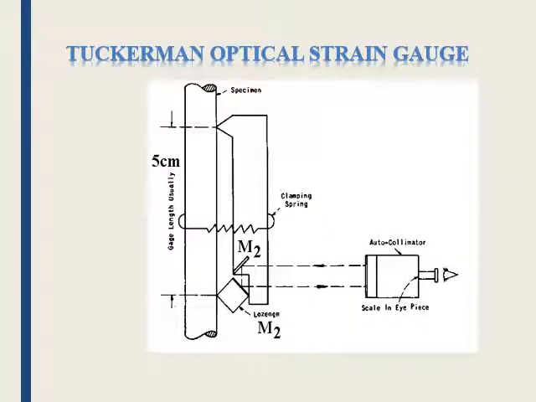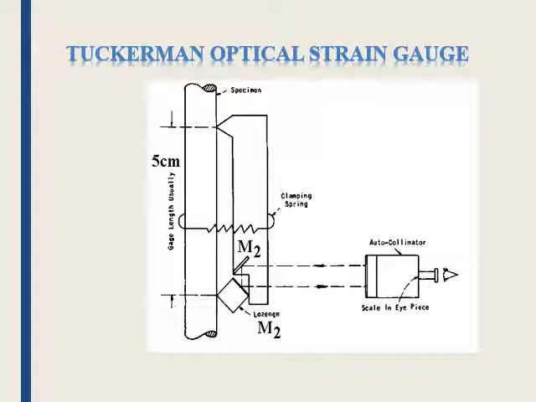In other words, if the specimen deforms, it rotates the lozenge, here you can see the lozenge, which in turn deflects the incident ray or beam back to the reticle. Actually, three images are visible on the reticle, among which one gives the measurement of strain and the other two help in alignment of the gauges.